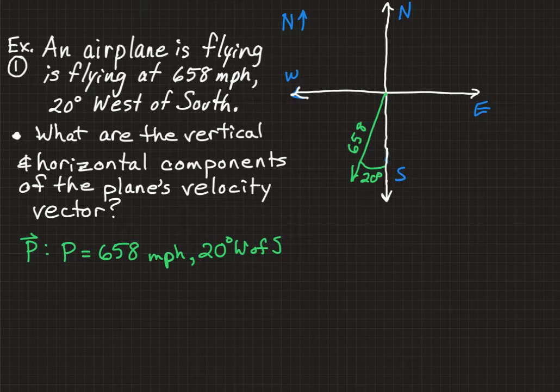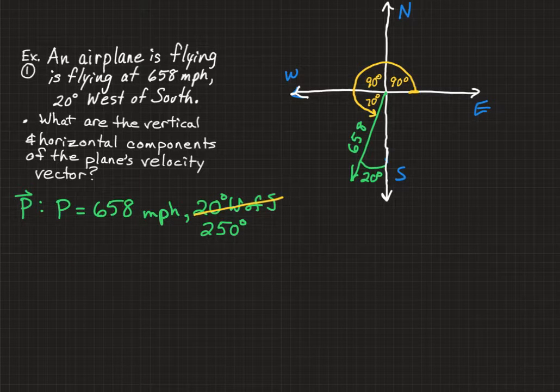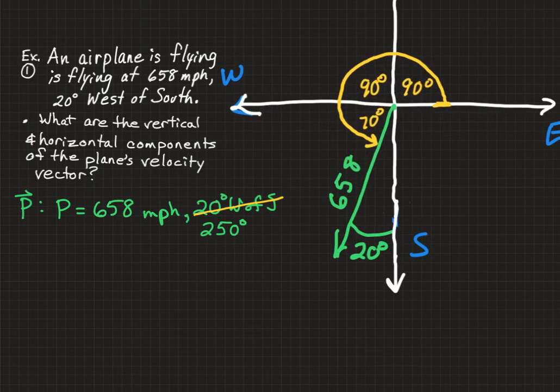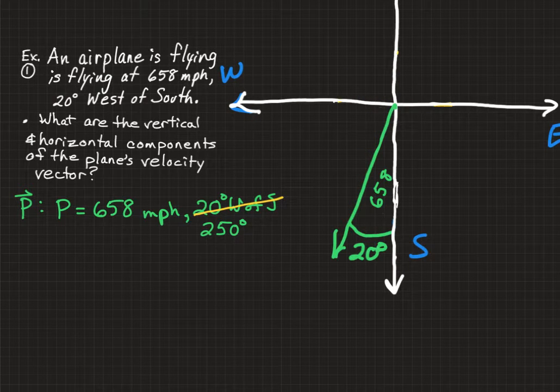That's not a standard angle. Let's find the standard angle. We start at the positive x-axis and we head counterclockwise through 90 degrees, 180 degrees, and another 70 degrees before we reach our vector. So our standard angle is not 20 degrees west of south. Our standard angle is 250 degrees. Let's resize things a little bit so this will be easier to work with as we search for the components. Okay, that looks like a good arrangement.